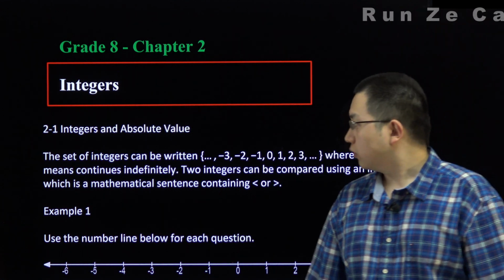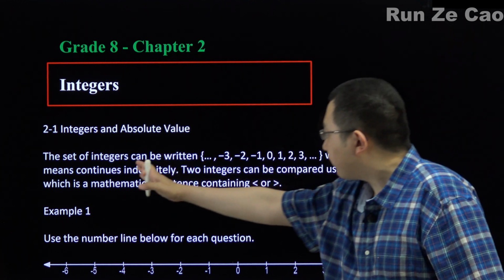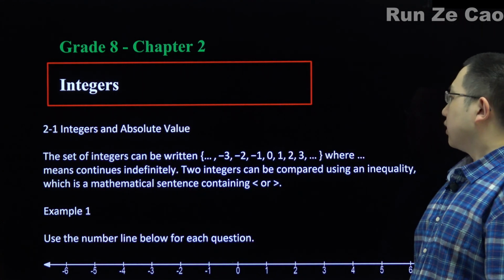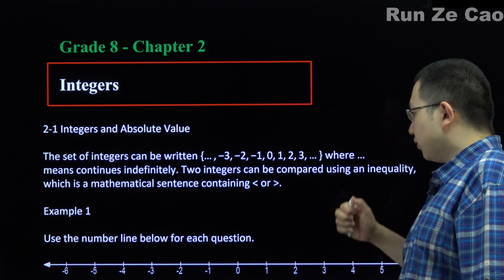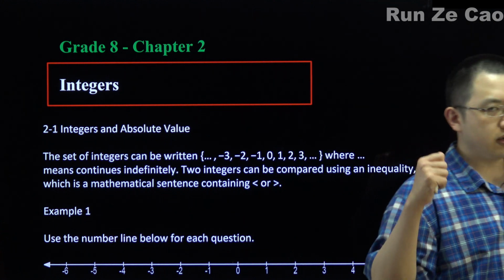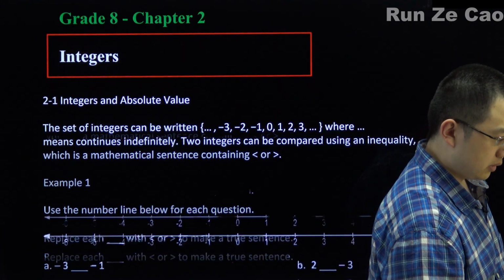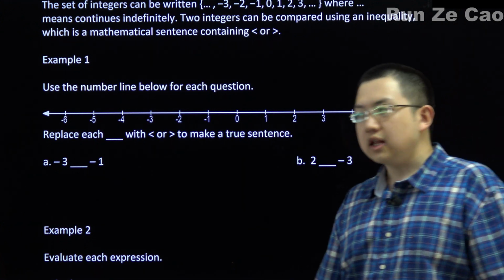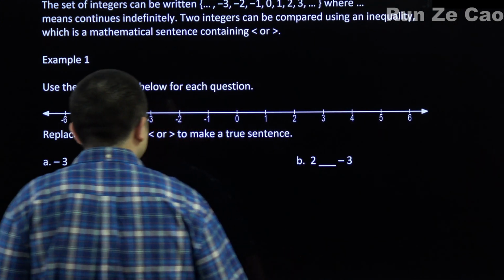Integers are whole numbers that go from negative infinity to positive infinity. You can compare integers using an inequality, which is a mathematical sentence that has a greater than or less than symbol. Now, here you can use a number line to compare integers.